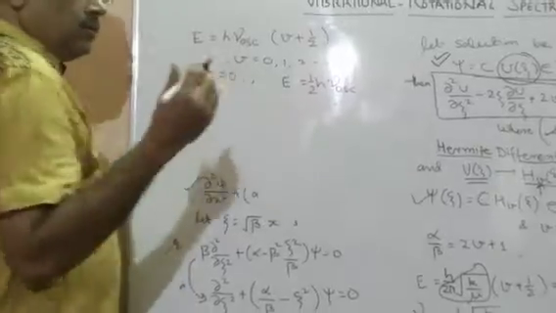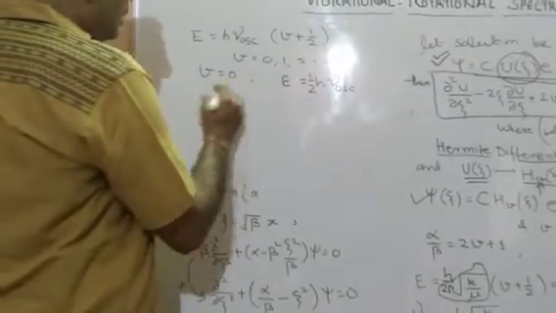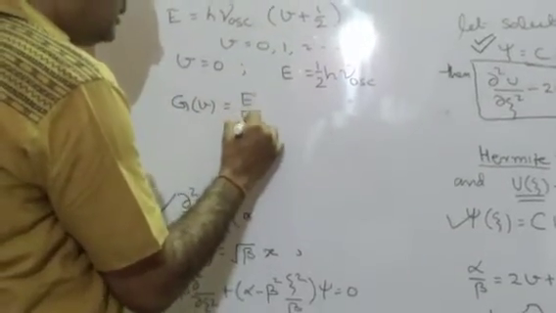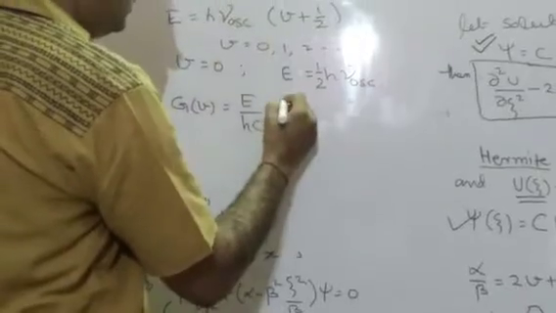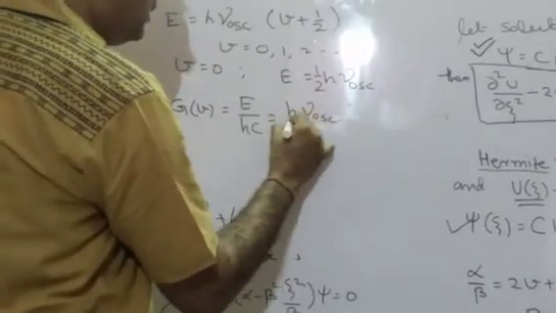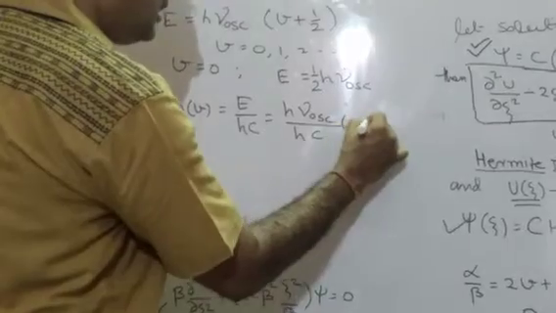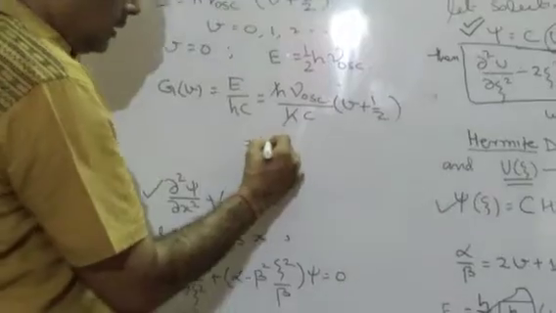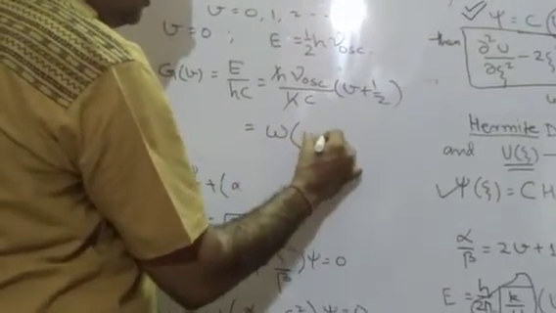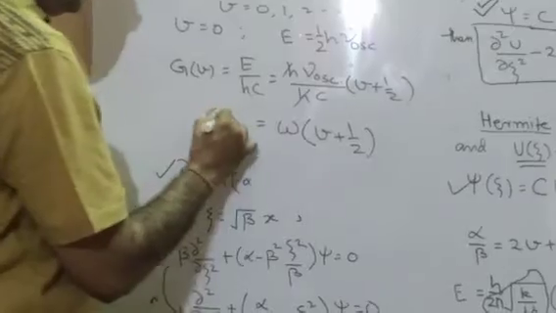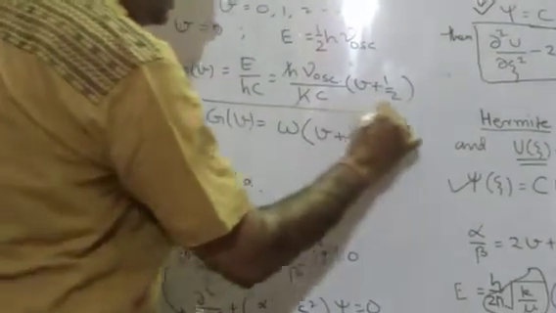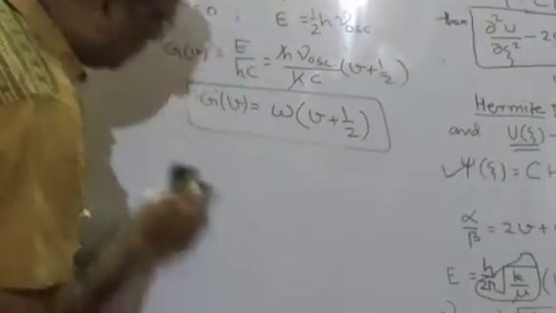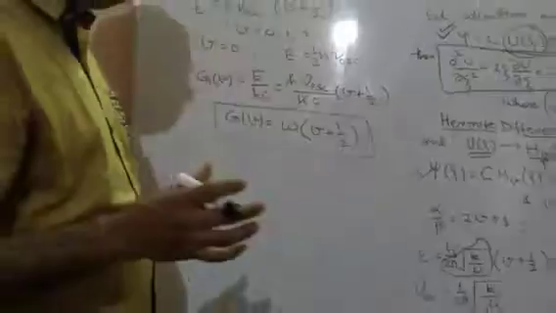So now we will talk about the term value. Term value here, we take G(v), which is E upon hc. So that will be from here h nu oscillation upon hc, v plus half, and this one will be omega, v plus half. So now we have this equation, omega (v plus half), and that will give the term values for a harmonic oscillator.